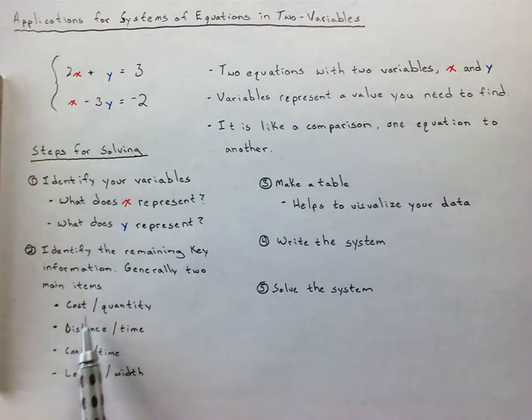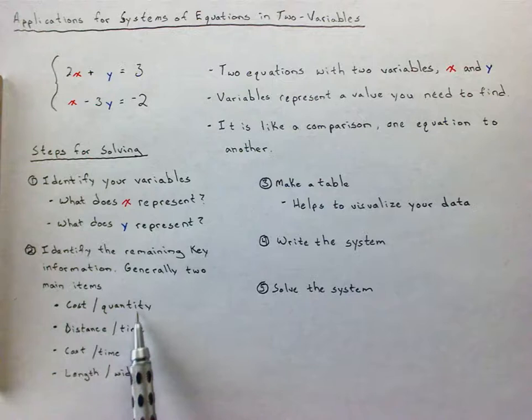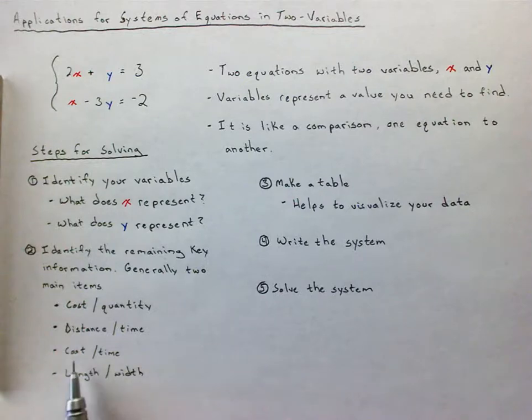And these items can be, and this is a limited list, but just to give you an understanding, like cost, money, profit. So money and quantity. And then we have distance and time. And then we have money or cost or profit, money and time. Or like length and width. You'll see that problem dealing with a rectangle. Area equals length times width.